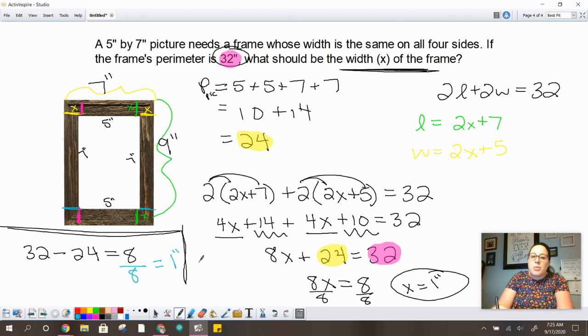So really, this problem, instead of doing all of that distributing and all of that combining, you can shorten it and go straight to this step right here, where you're doing your subtraction first and then you're dividing by 8 every single time. That's the shortcut way. Okay, so either way you can use, but the shortcut way is going to be faster.